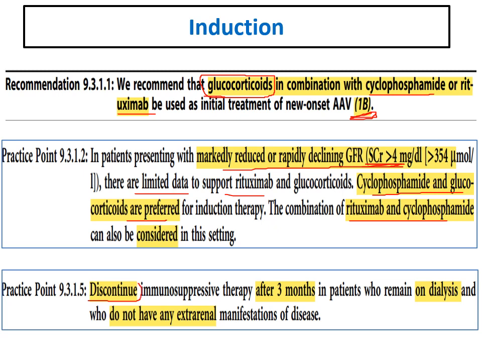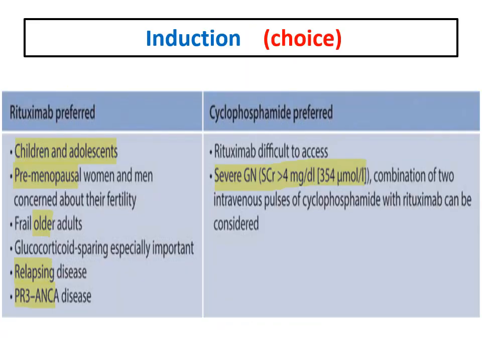When should we discontinue immunosuppressive therapy? We should discontinue after 3 months if the patients remain on dialysis and don't have extrarenal manifestations, because we will gain no benefit. Next, we'll discuss the choice for induction between rituximab and cyclophosphamide.